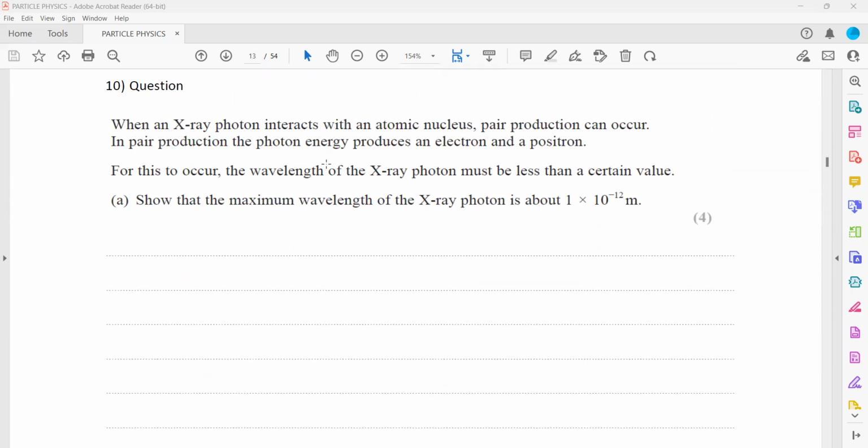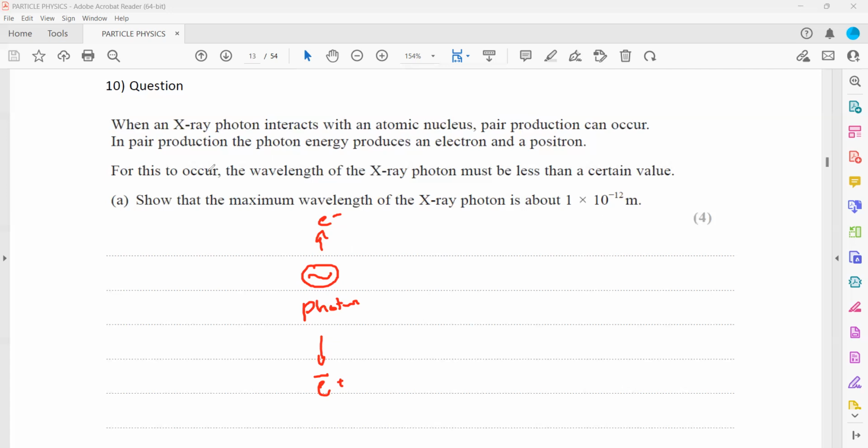In question 10, when an X-ray photon interacts with the atomic nucleus, pair production can occur. In pair production, a photon's energy produces an electron and a positron. So what is pair production? If there is a photon, the concept is that energy produces mass, or energy changes to mass. So a photon produces 2 particles, 1 particle and 1 antiparticle. For example, it produces an electron and a positron. The positron is like a positive electron, the antiparticle of the electron.